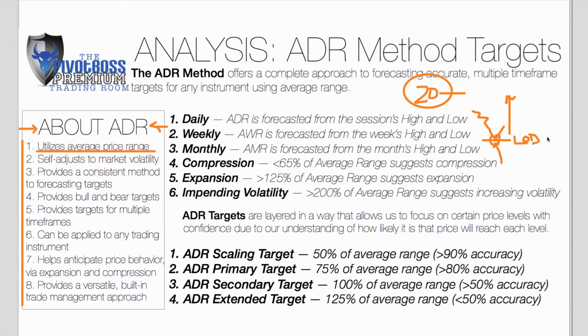So if this low, say, was 1900 right here, then on an average day, price should go about 20 points higher off that low, right? So 20 points up. When I started to use this in real time, I thought, wow, this is actually pretty brilliant. Price doesn't always go a full 100% in your favor, so I always traded to a 75% target. That's why I call it the primary. We'll talk more about that in a moment.